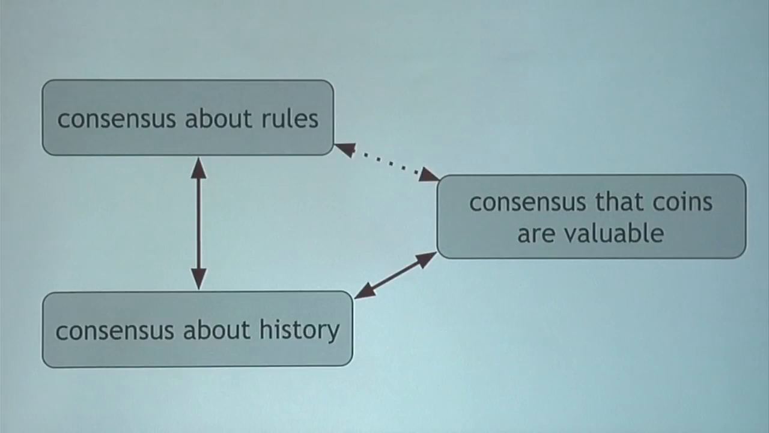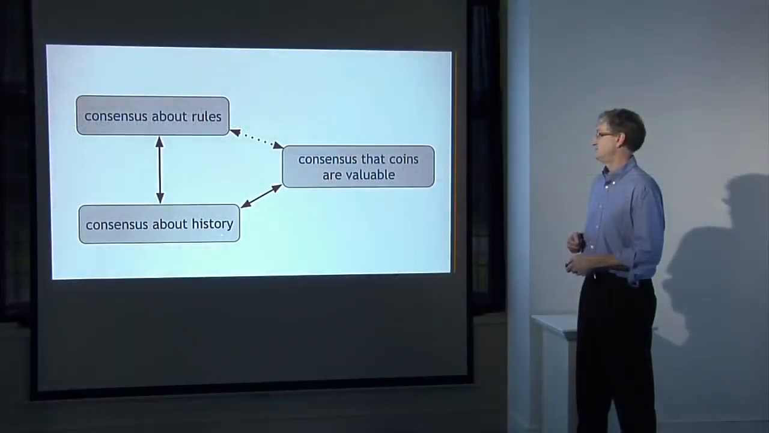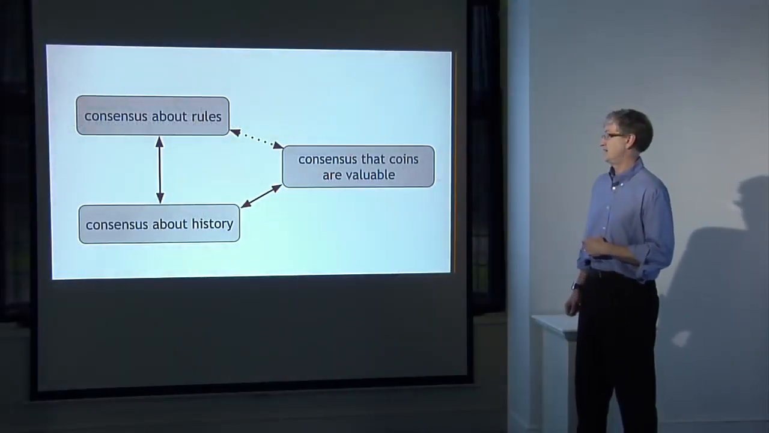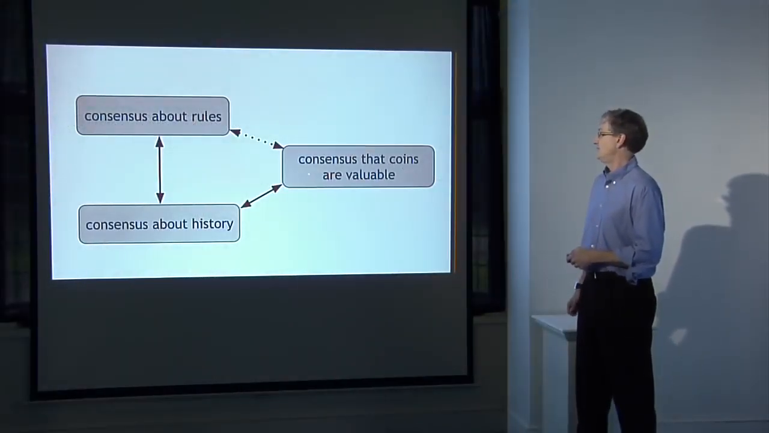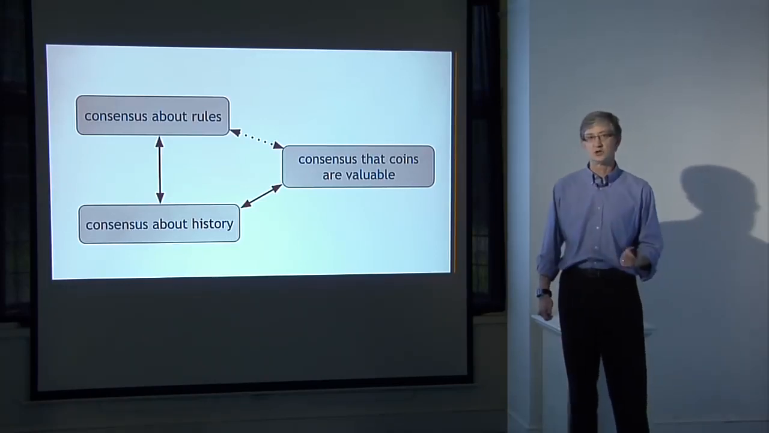Because if there's not a consensus that I own a particular coin, then I'm not going to have any expectation that people will accept that coin from me in payment in the future. So consensus about history is a prerequisite for consensus that coins are valuable. But in the same way, the consensus that coins are valuable is needed to make the consensus about history work.